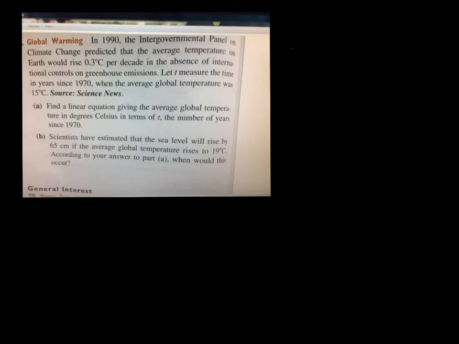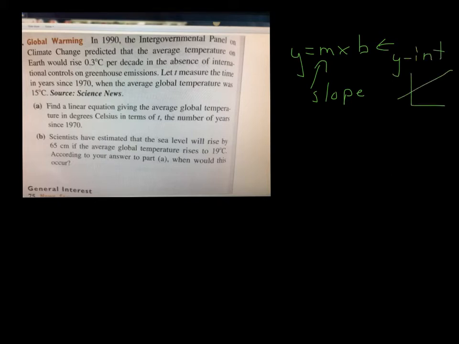All linear equations are of the form y equals mx plus b. M stands for the slope. You'll remember this from high school, I know. And B stands for the y-intercept. So that's the value where it crosses, if we're graphing a line, right here on the y-axis, okay?